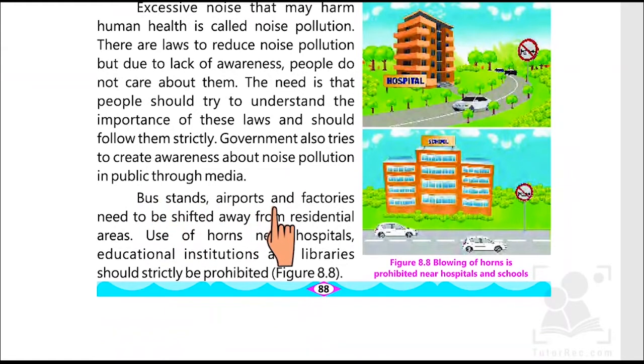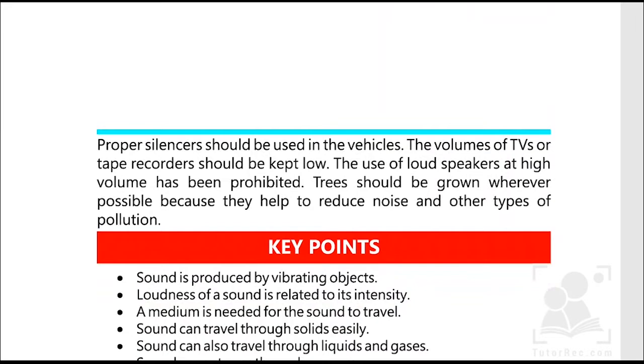Bus stands, airports, and factories need to be shifted away from residential areas. Use of horns near hospitals, educational institutions, and libraries should strictly be prohibited. Proper silencers should be used in vehicles. Volumes of TVs or tape recorders should be kept low. The use of loudspeakers at high volume has been prohibited. Trees should be grown wherever possible because they help to reduce noise and other types of pollution. So, these are some of the measures that can be taken to prevent noise pollution.